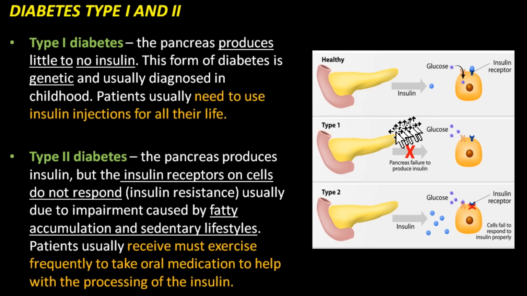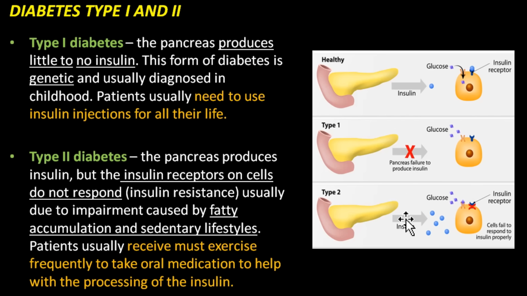So a person who has type 1 diabetes is going to produce little to no insulin. So as a result now, the glucose cannot enter the cells. This is because insulin is like a key that would open a door, the door being the cell membrane of the cell. So if there's no key, the door cannot open. So this form of diabetes is genetic and is usually diagnosed in childhood. Patients with this type of diabetes have to take insulin injections for all of their life.